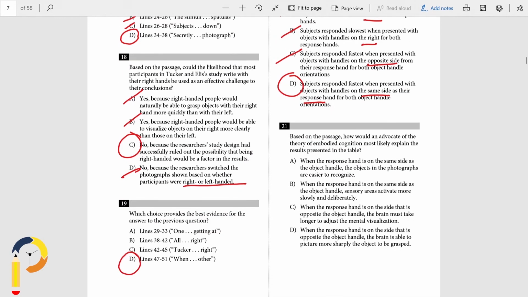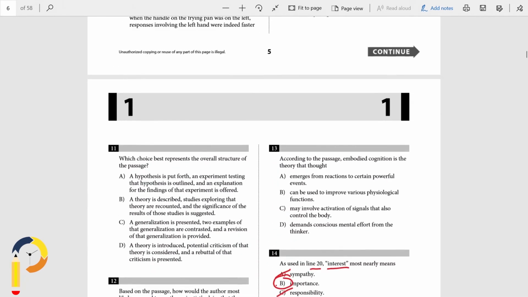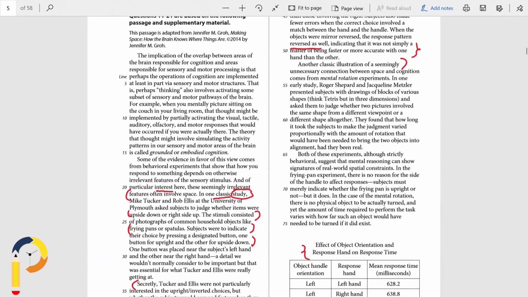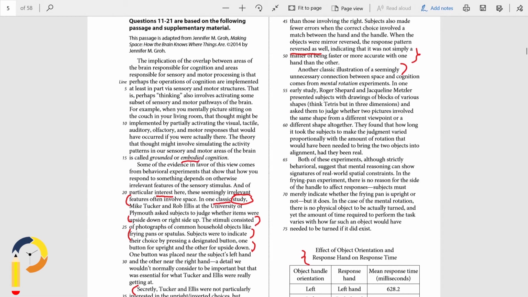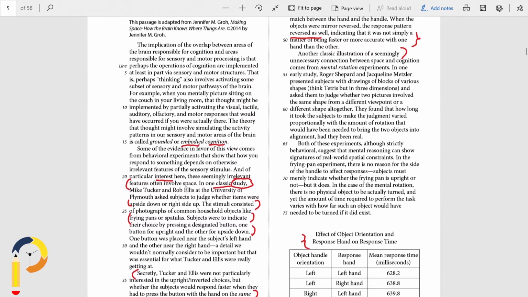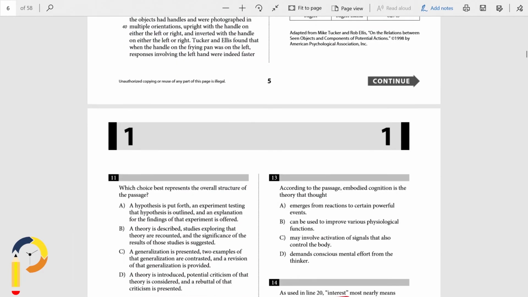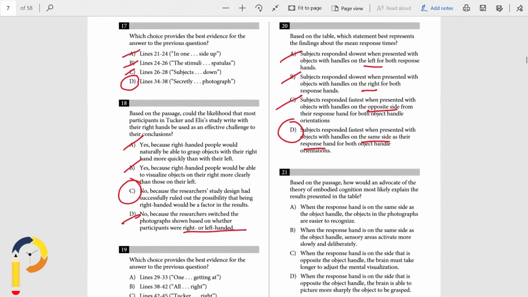Moving on to 21, based on the passage, how would an advocate of the theory of embodied cognition most likely explain the results presented in the table? We can use scanning here. You have to scan for the word embodied cognition, which is right here. The theory that thought might involve stimulating the activity patterns in our sensory and motor areas of the brain is called grounded or embodied cognition. Again, for the ones who have not read the passage, you've got to read that bit.